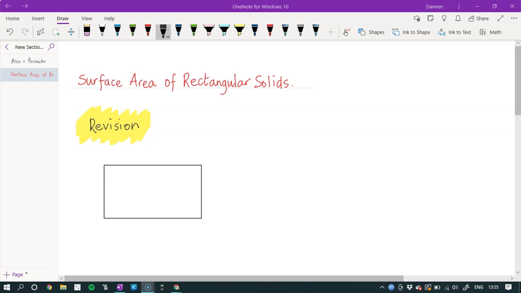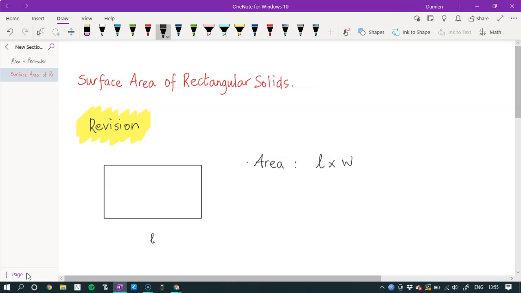To start with a bit of revision, we'll start with a basic rectangle. If we want to find the area of a rectangle, we know that the area of a rectangle is length by width. So whatever your length is and your width is, you're just going to multiply the two together.